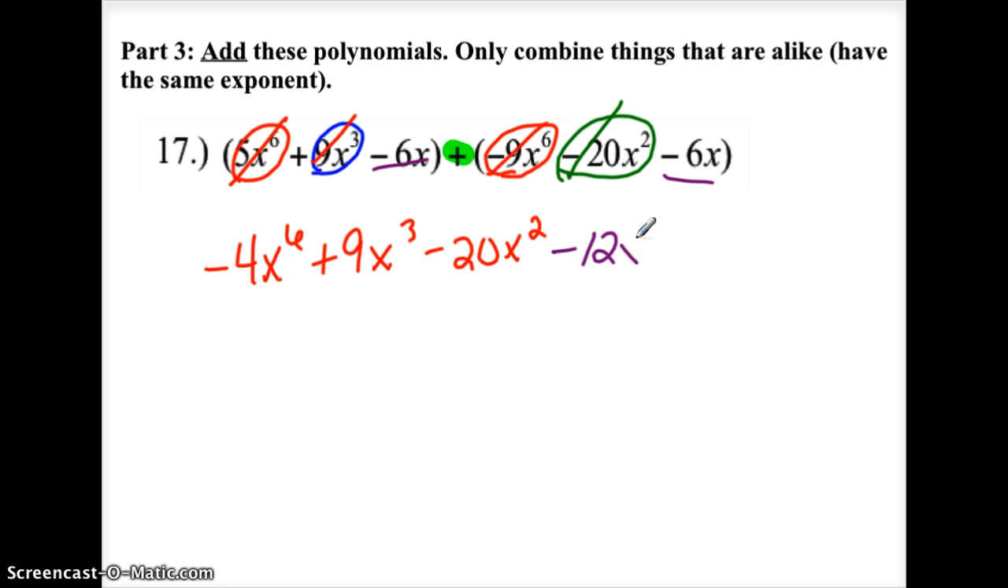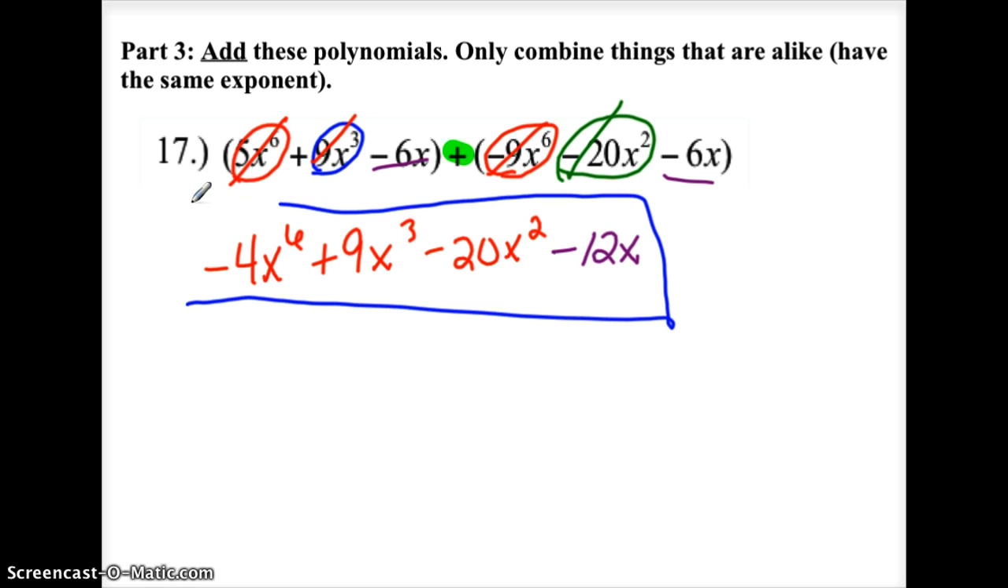Whoops, sorry, I forgot to change it back to red. So here, let's underline it. Here would be the final answer for the sum, for adding the two polynomials together.